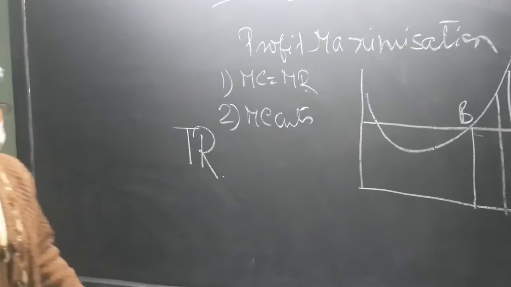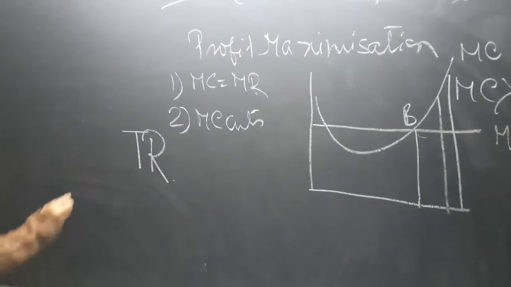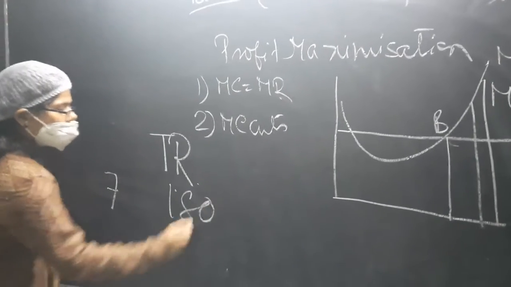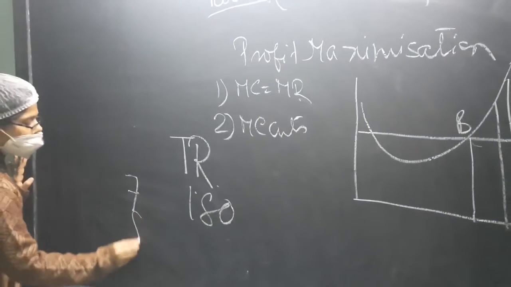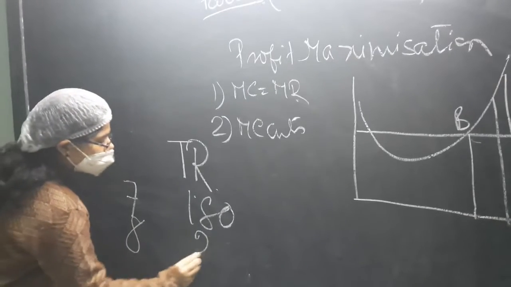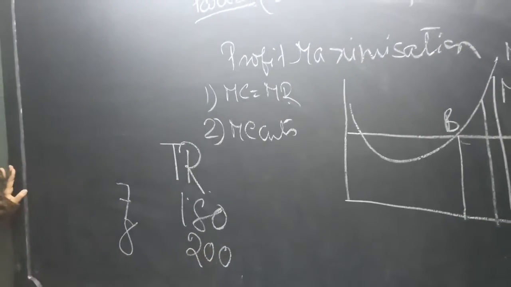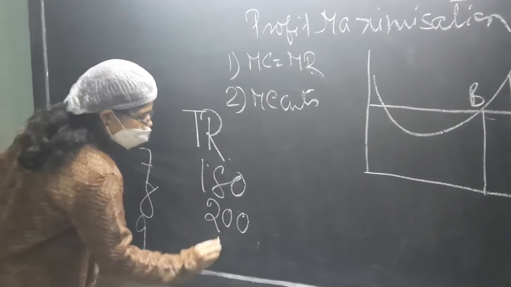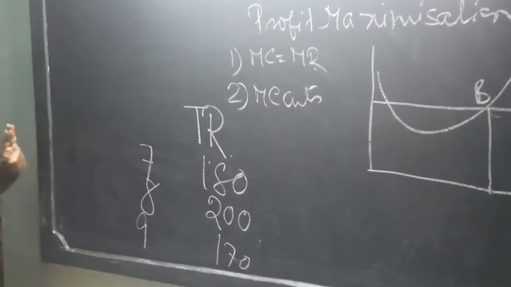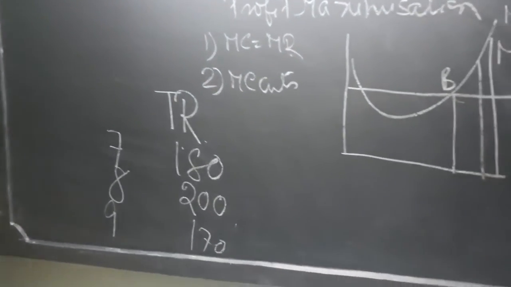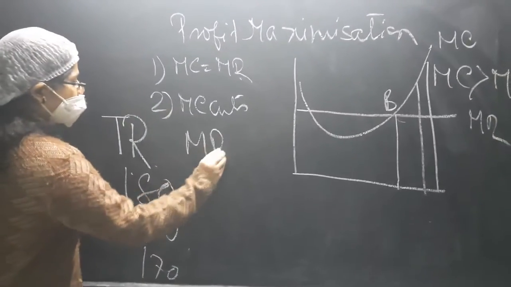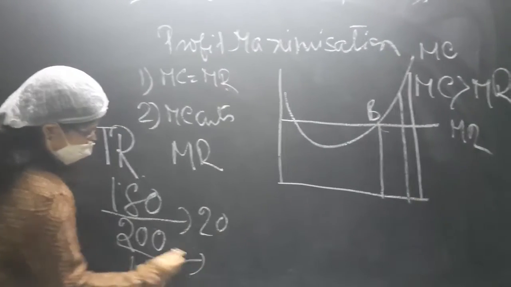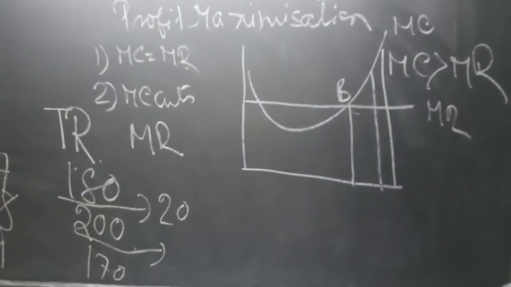Just a minute, I am giving some information. See, at 7 units, the firm's total revenue is 180. At 8 units, the firm's total revenue is 200. At 9 units, the firm's total revenue is 170. Okay, three pieces of information given. So if I calculate the amount, what am I getting? Here 20. Here, what am I getting? See here, minus 30.